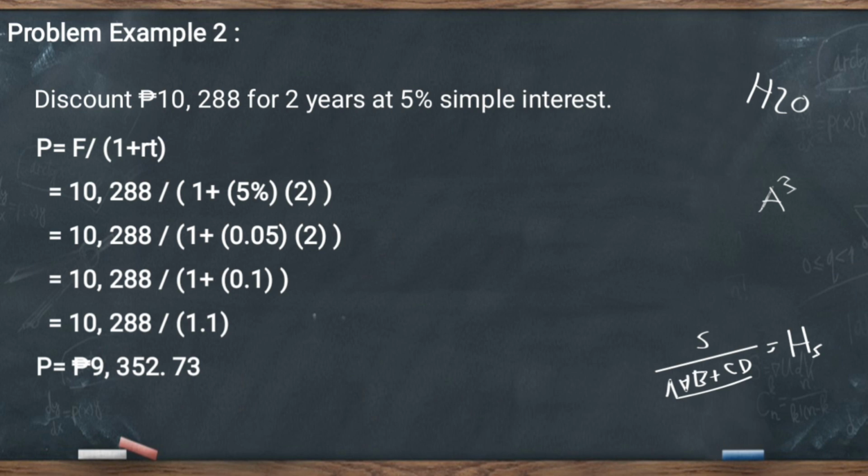And for our time, let's convert it into whole number. So 2 years is equals to 2. Since our given time does not involve months, there's no need for us to divide it by 12. Let us then multiply our rate and time. So 0.05 multiplied by 2 is equals to 0.1. Added by 1, we now have 1.1. Let us divide 10,288 by 1.1, and we will have 9,352.73 pesos of present value.